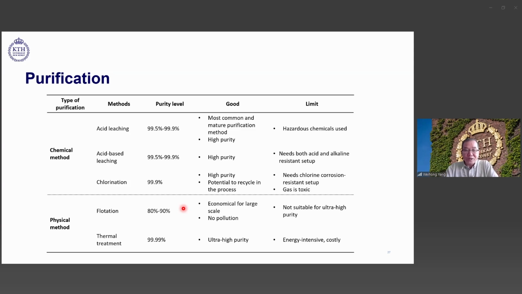And if you go for the thermal treatment, then you can get very high, ultra high purification. Even though it is energy intensive, the main challenge is the furnace and the reactor: how to design a high temperature reactor at larger scale. That is a challenge as well. That is for the purification.